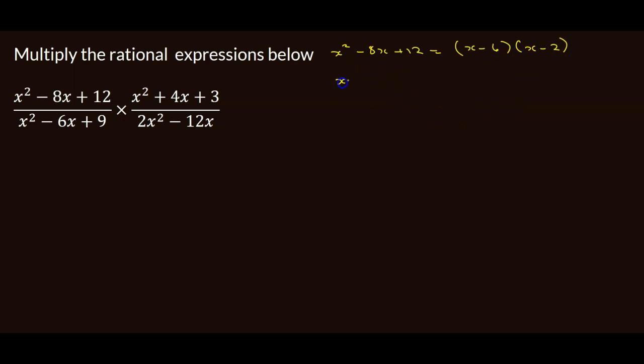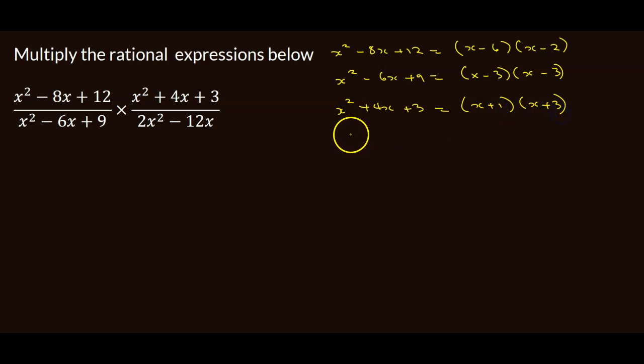Then we have x squared minus 6x plus 9. This is going to be x minus 3 and then x minus 3. We have x squared plus 4x plus 3. This is going to give us x plus 1 multiplied by x plus 3. And then the last one, we have 2x squared minus 12x. When you factor this, you get 2x multiplied by x minus 6. So now we're going to replace each of these expressions with its factors.